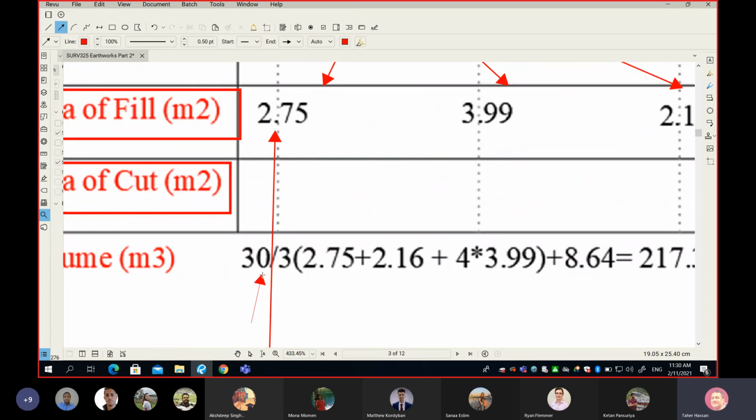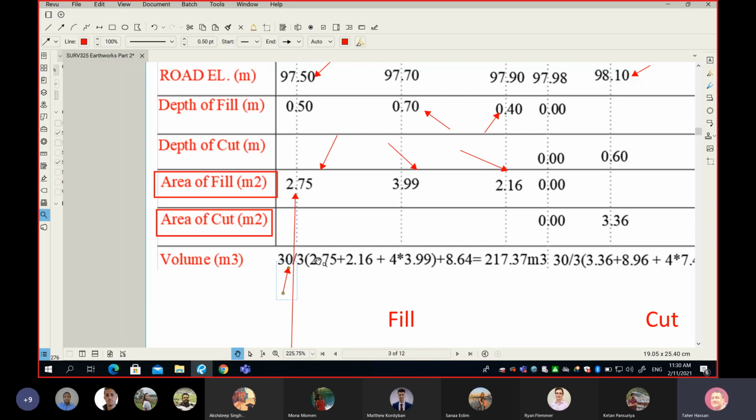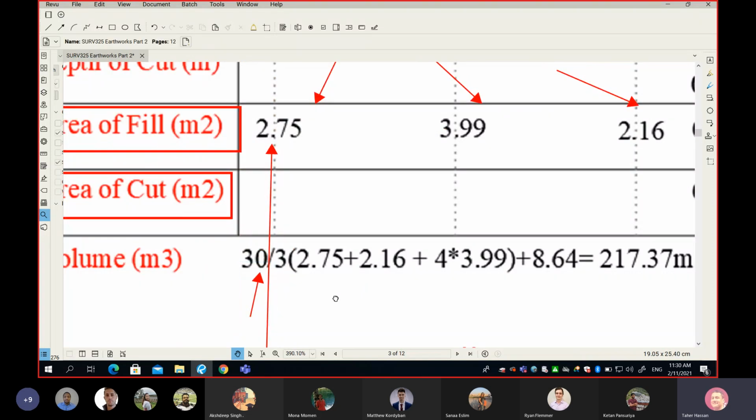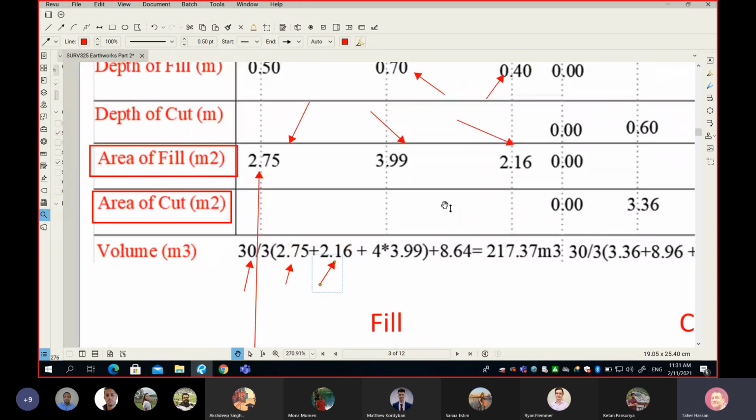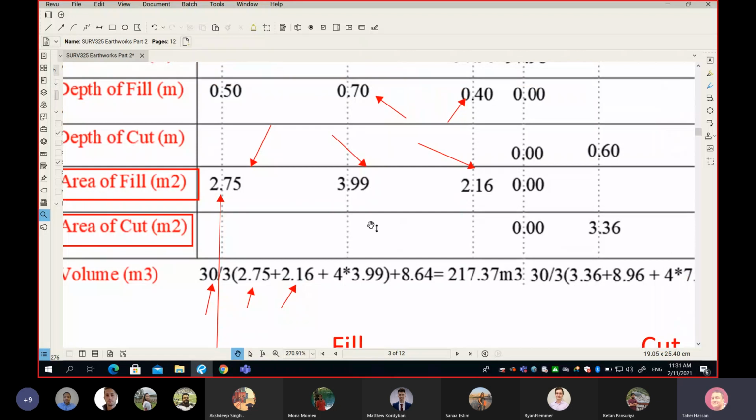It's not 25. Why? Look at the stations. It's 30 divided by 3 because I'm applying Simpson. And then we have a big bracket that has one term and two terms. One here is the area number 1, and this is the last area. Look at this, please. I'm going to zoom out. So 2.75 is your area number 1. And the last area at 60 is 2.60.